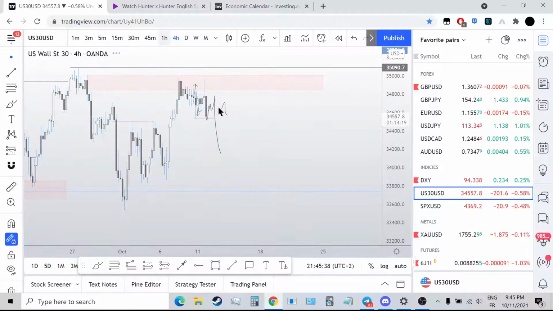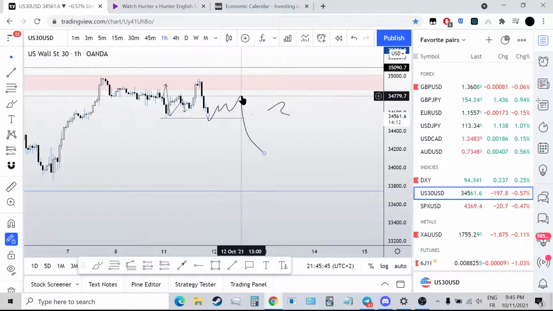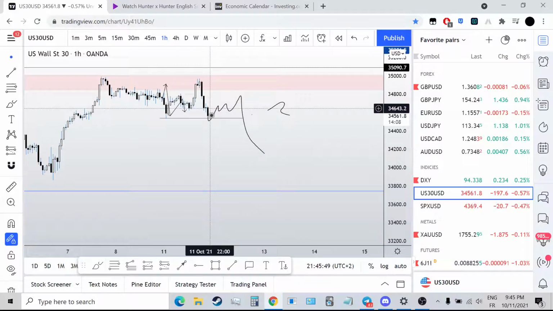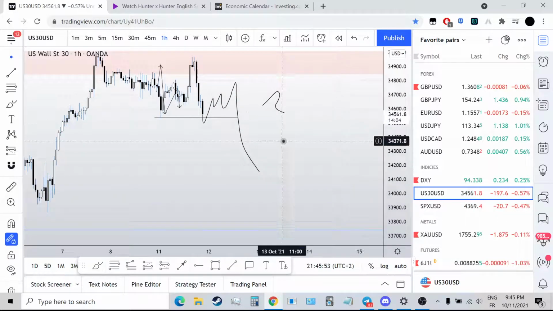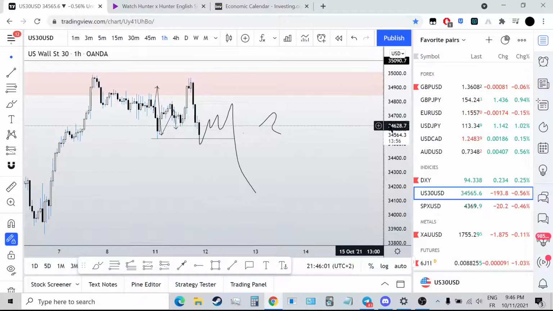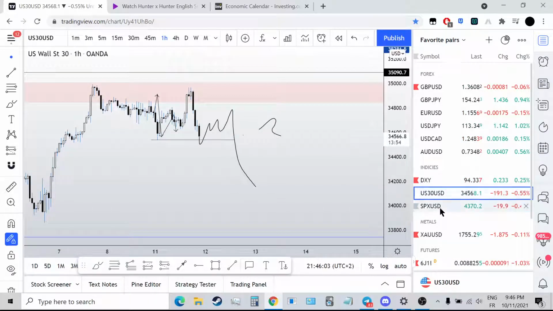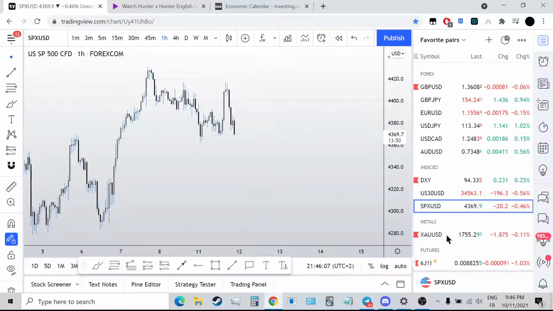I would like to see something happen once it comes up inside of here. I want to see time align as well, and whatever Asian range does, and then whatever London does, and then I'll wait for New York to possibly take an entry on US 30. Same thing with S&P as well, because they're kind of correlated right now.